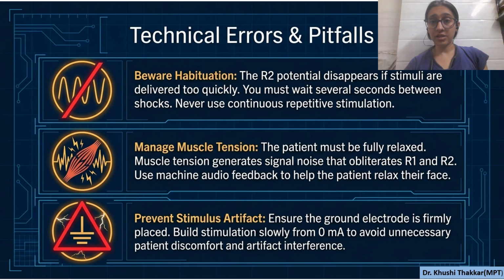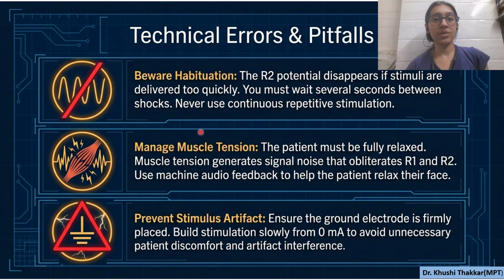There are certain technical errors and pitfalls into which we shouldn't fall and misdiagnose. We have to be aware of habituation, because we know the R2 gets habituated because it's a multisynaptic pathway. So the R2 potential disappears if stimuli are delivered too quickly. You must wait several seconds to avoid adaptation between the stimuli, and you shouldn't use a continuous repetitive stimulus. R1 doesn't get adapted. It is reproducible and repeatable. R2 isn't. Please remember the difference which we have discussed earlier.